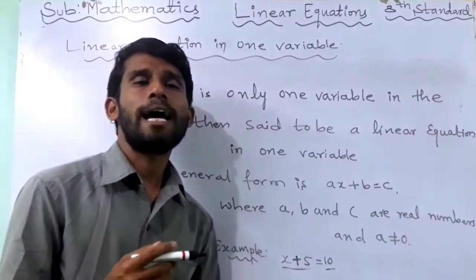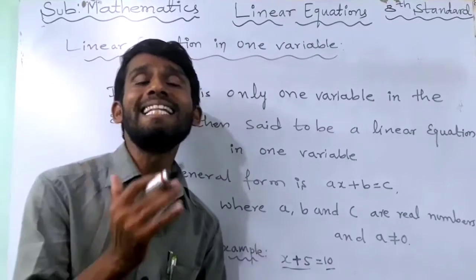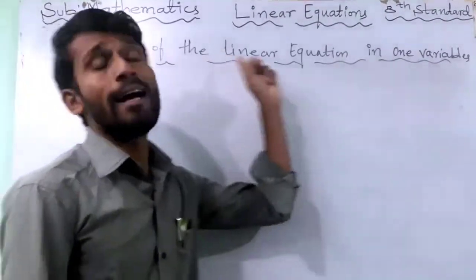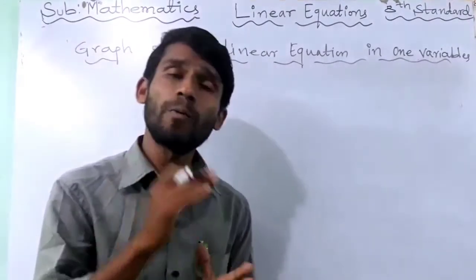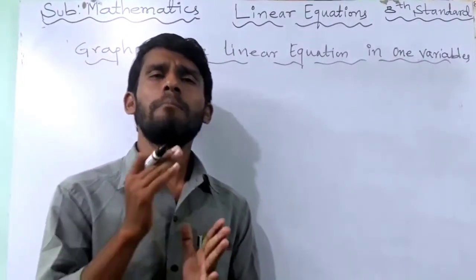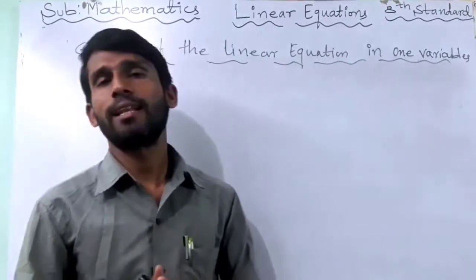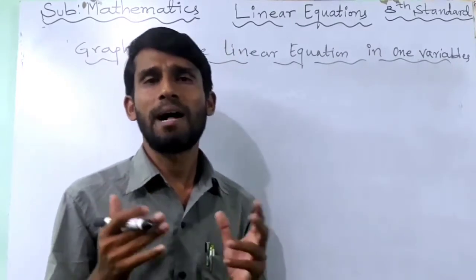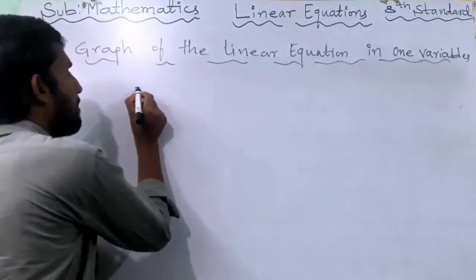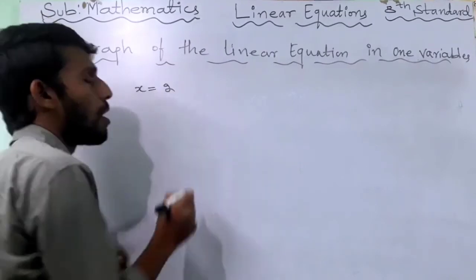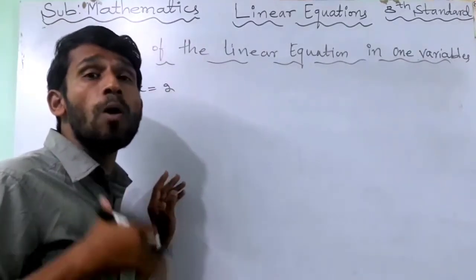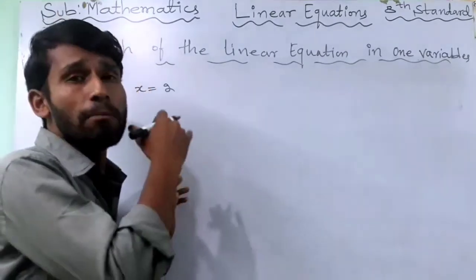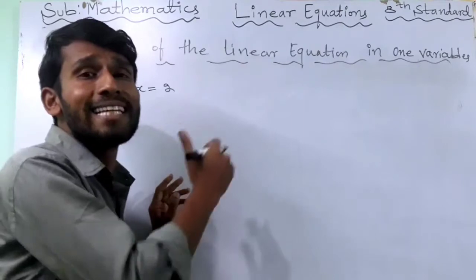Next point I am taking here is the graph of the linear equation in one variable. We can mark a linear equation in one variable on the number line. How can we mark it? Let us see an example. If I take x is equal to this, we have to mark it on the number line. I will show how we can mark x is equal to on the number line.